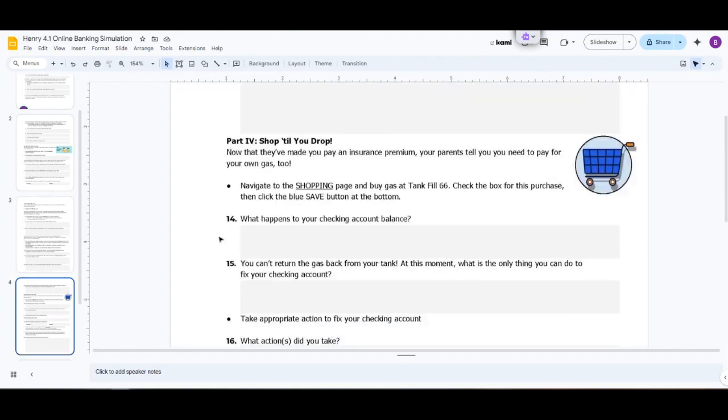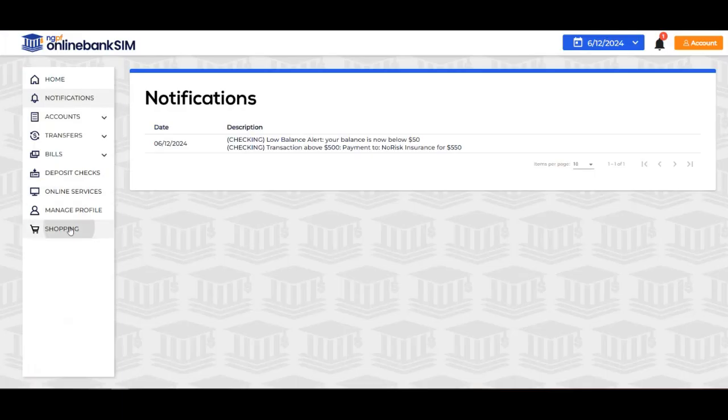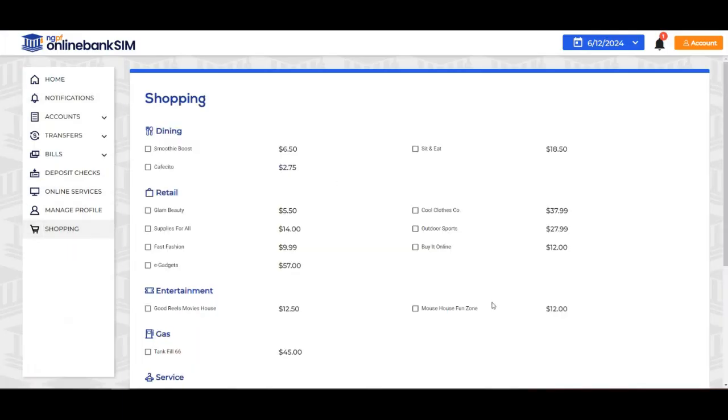All right. The last part of this is you start to set up other payments, and so it says shop till you drop. You're going to go to the shopping tab and select various items that you're going to pay. Now, obviously, there is no shopping tab in an actual online bank, right? If you have an account through a credit union or a bank, you're not going to do your shopping through that online portal. You would actually go out and make those purchases. We can't do that through here. So it's incorporating the shopping that you would likely do throughout the month into this tab.